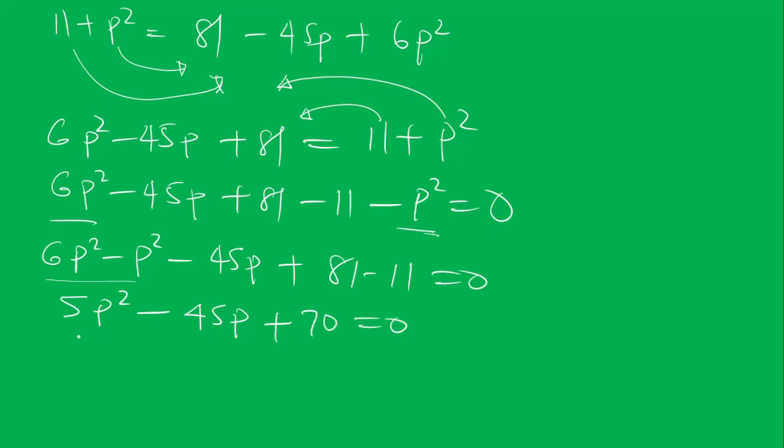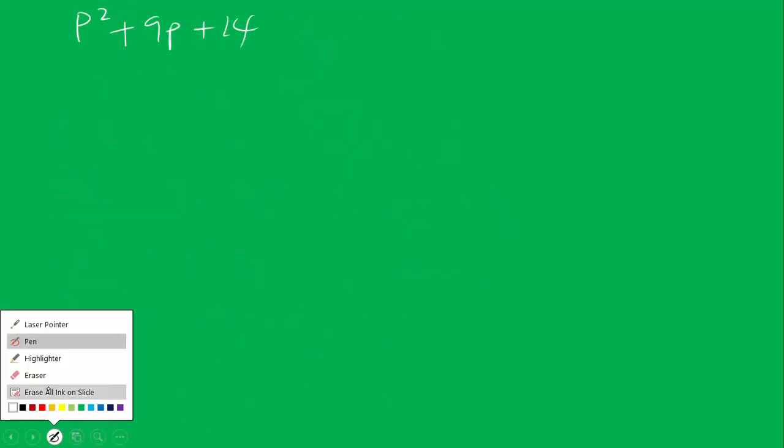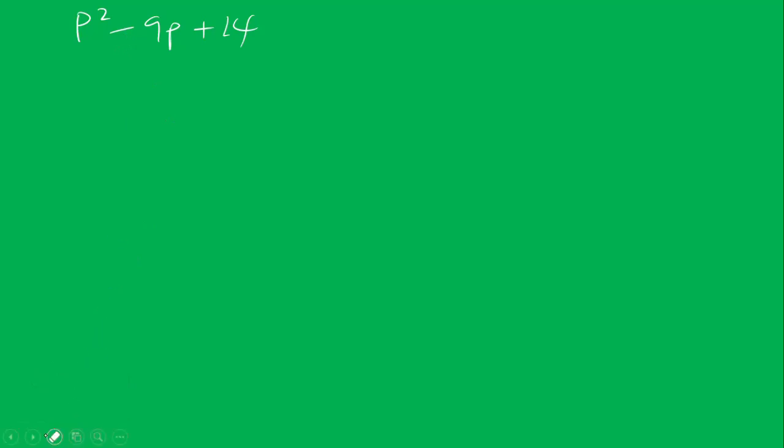So now 5 is common, so use 5 to divide all the terms. 5 divide this, you have p squared minus 5 divide this, you have minus 9p. 5 divide this, you have plus 14, which is equal to 0. So that means we have p squared plus 9p plus 14. Is it minus 9p? Let me check. Okay, so it's minus 9p, which is equal to 0.